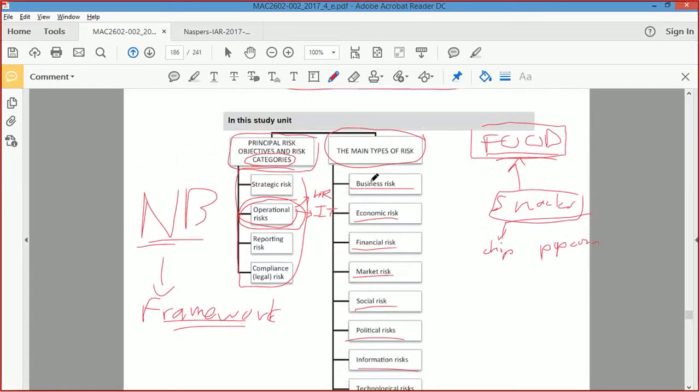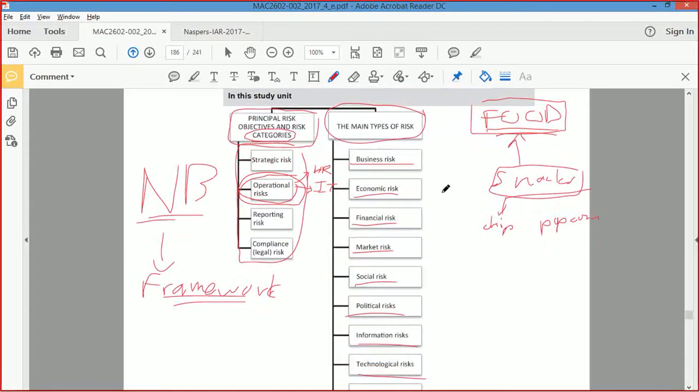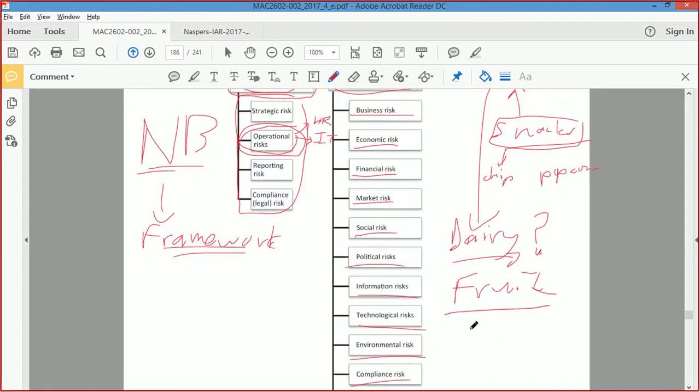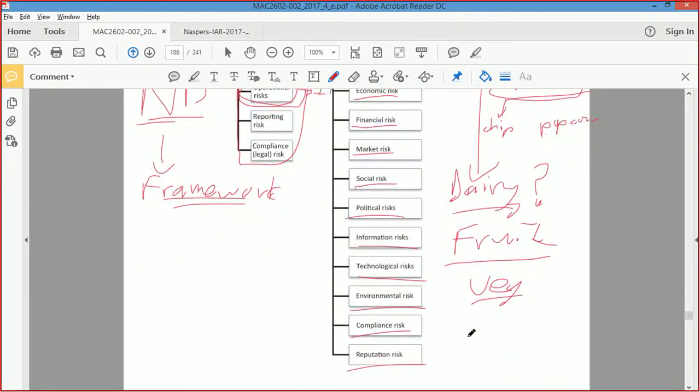But see, it's like a flavor. You have the main category and then you have a flavor, or a subcategory. Business risk, economic risk, financial risk, market risk, social risk, political risk. There's such a lot. All of these are like different items or products on the shelf. Yes, sir. It's like buying food.